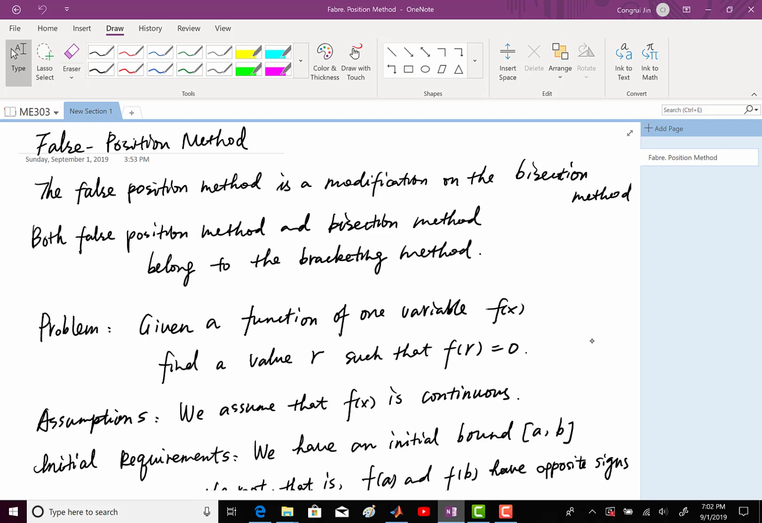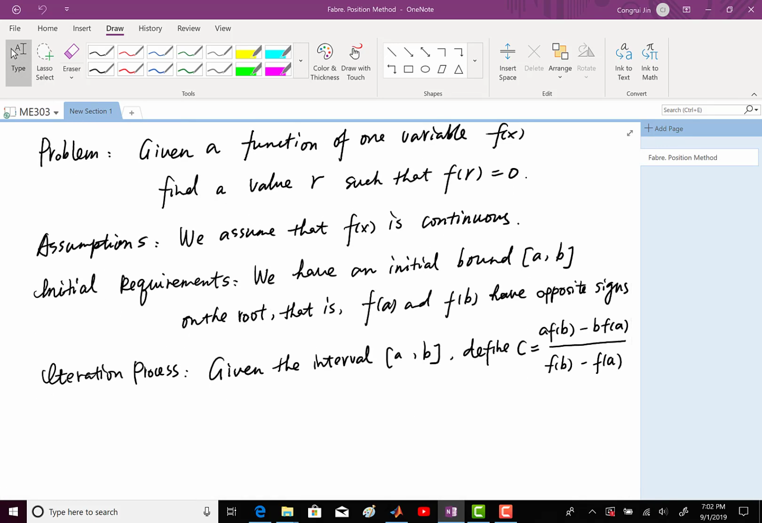So the problem we want to solve is that, given a function of one variable f(x), we want to find a value r such that f(r) is equal to 0, which is a root finding problem. The assumption is the same as the assumption we used in the bisection method. We assume that f(x) is continuous. The initial requirement is also the same. We have an initial bound a to b on the root, that is, f(a) and f(b) have opposite signs.